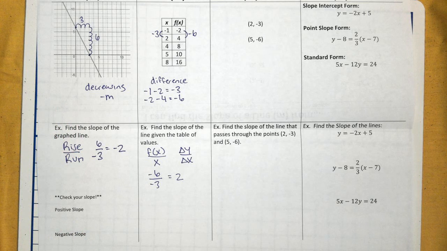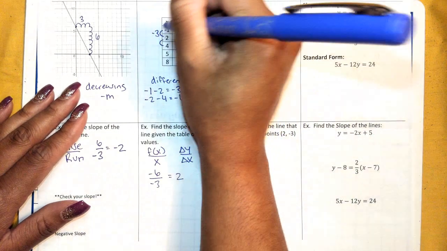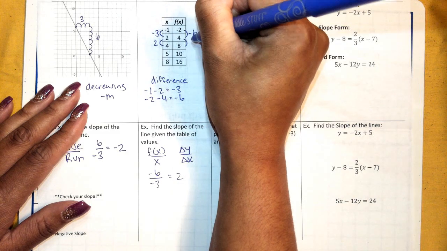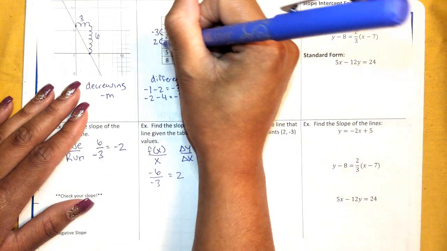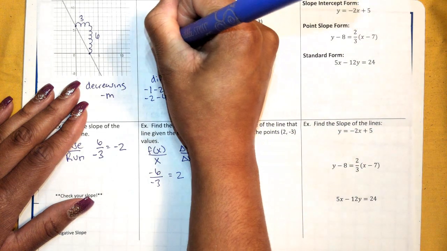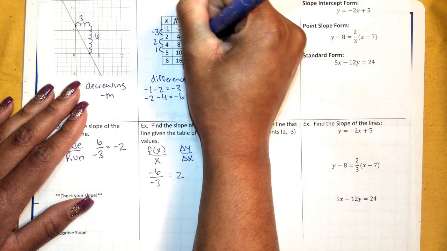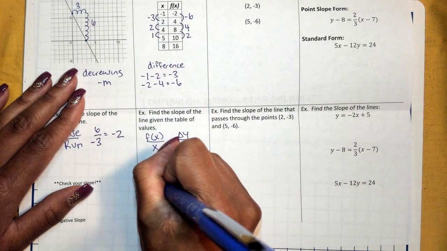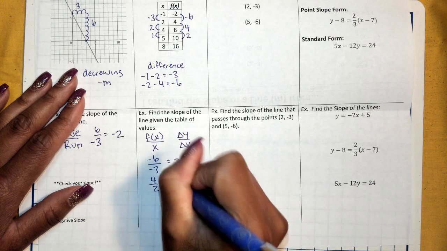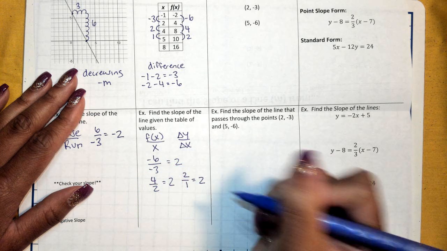It's nice to do one set of values, but why not check the rest of them and see if they work for all? The difference between 2 and 4 is 2, and from 4 to 8 is 4. We can do the same thing from 4 to 5. The change is 1, 5 minus 4 is 1, and then to jump from 8 to 10 is 2. So let's check these 2. I have 4 over 2, and I do get 2. And then this one, I have 2 over 1, which is 2.